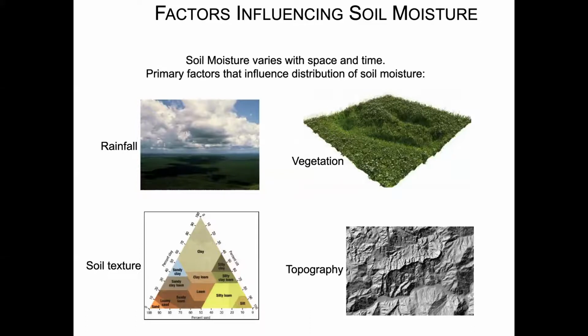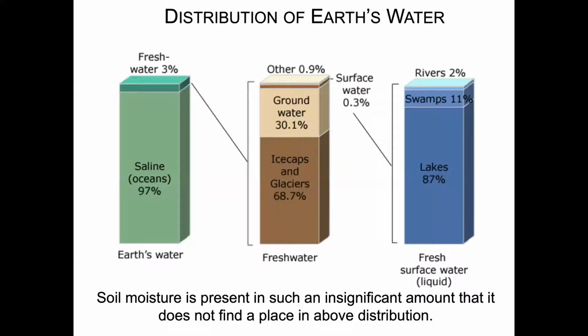It drains very quickly. So if you think of the distribution of water on Earth, most of the water on Earth is actually salt water. It's 97% of the water on Earth is salt water, and 3% is fresh water. And of that 3% that's fresh water, most of it is either in the ground or it's frozen in ice caps and glaciers. So of all of that fresh water, 0.9% is surface water, of which most of it is in lakes and then swamps and rivers.